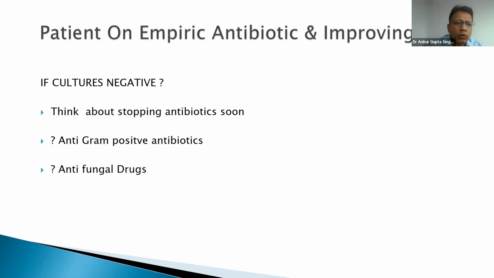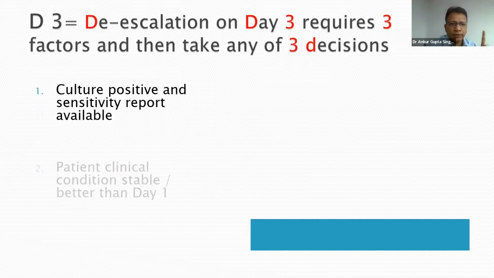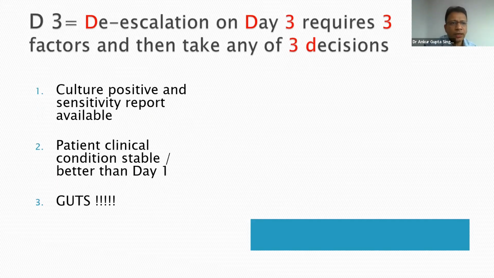Maybe you just need to give gram-positive antibiotic if there is a line inside, a central line. Or if you think the culture is negative, should I think of antifungal if my patient is still having 7 days of antibiotic use, still having a second spike of fever and all those things. Okay. And I am again repeating this. You need 3 things: culture positive, patient stable, lots of guts.